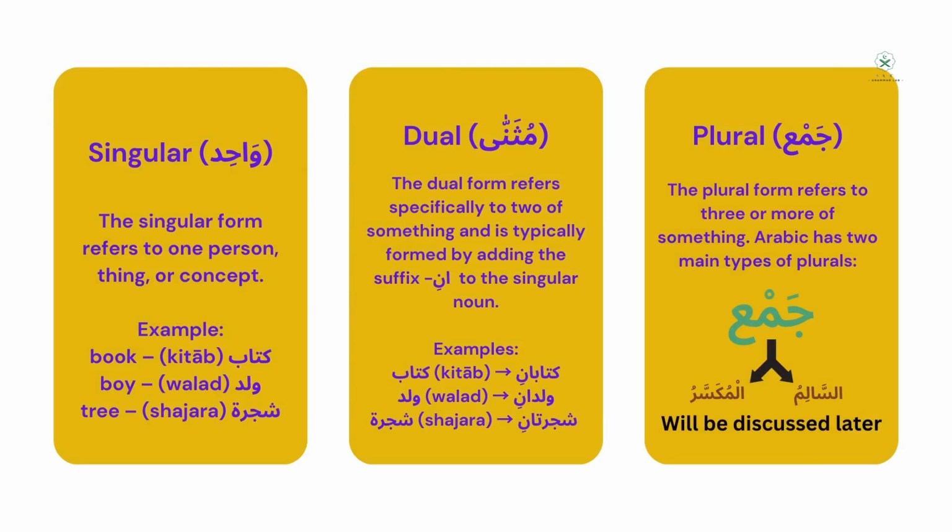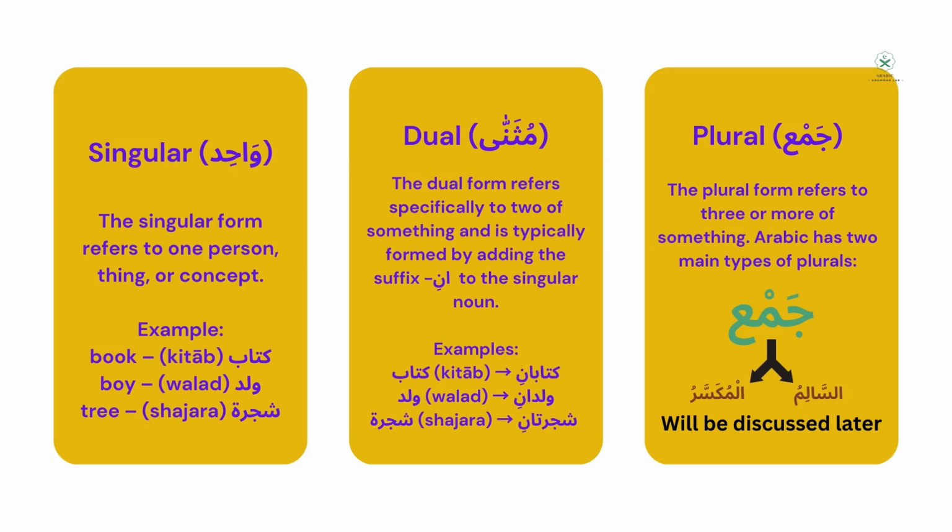A noun can be singular, dual, or plural. Singular is called wahid, dual is called muthanna, plural is called jama. The singular form refers to one person, thing, or concept. Example: book, kitab; boy, walad; tree, shajara.